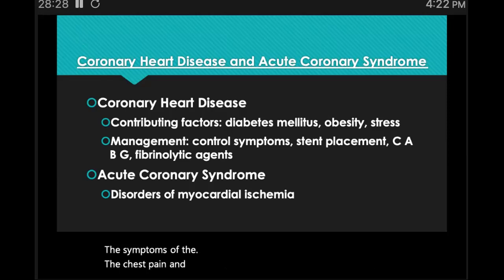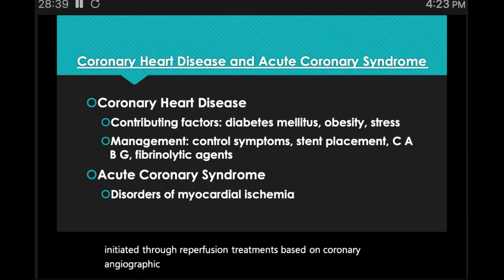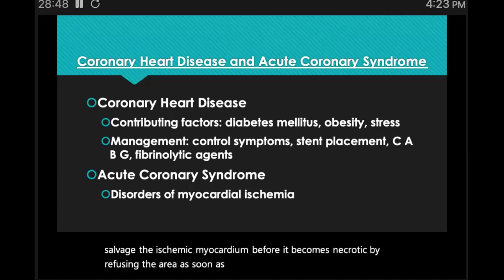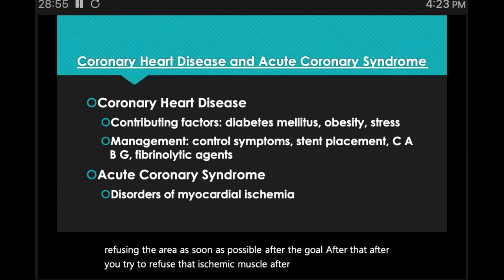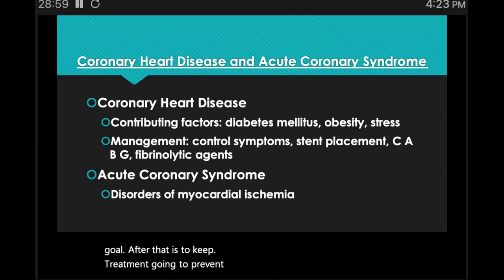And then after the MI is confirmed, we need urgent evaluation for salvage of viable myocardial tissue, which is initiated through reperfusion treatments based on coronary angiographic studies. Ultimately, the goal of management is to salvage the ischemic myocardium before it becomes necrotic by reperfusing the area as soon as possible. After you try to reperfuse that ischemic muscle, the goal after that is to keep treatment going to prevent any future attacks.